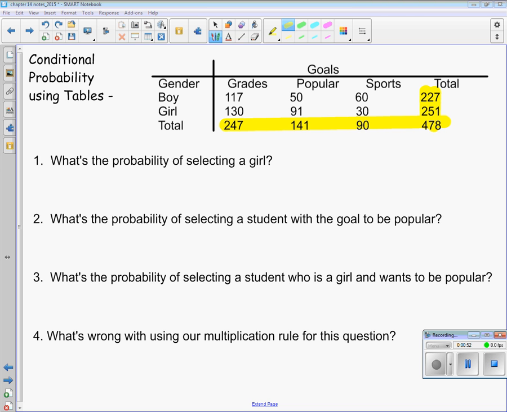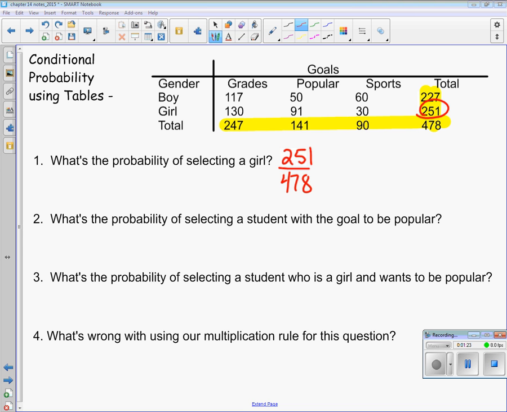What's the probability of selecting a girl? What numbers am I looking at here? Yeah, so I'm looking at the total of girls, and I'm going to divide that by 478. Okay? And right now, I'm going to tell you, I always want to see what you divide by. Always. So don't just give me the decimal. I need to know how you got it. Okay? It's okay to do both, but for now, we're just going to look here.